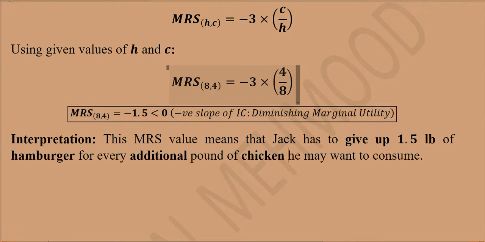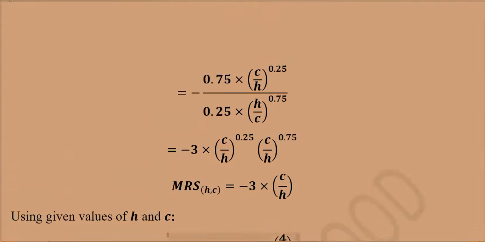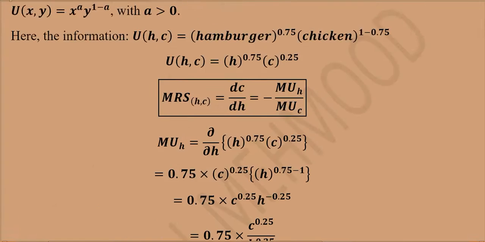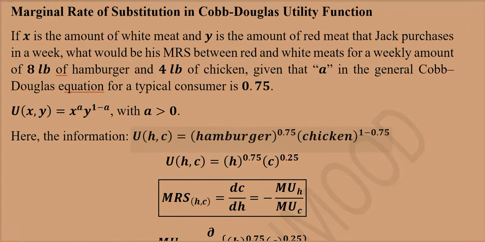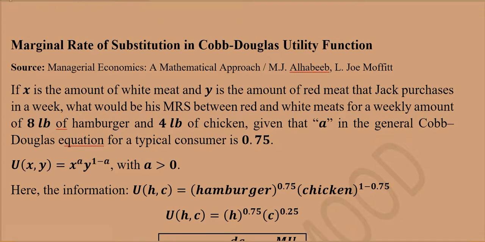So this was the interpretation of the marginal rate of substitution that we have calculated by using the given information borrowed from this source, and this is how we do the MRS analysis of a Cobb-Douglas utility function.